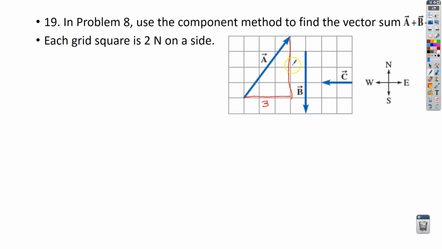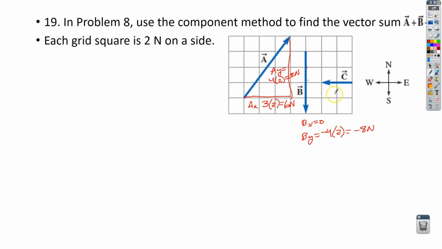So this is 3 units times 2 newtons on a side. This would be 6 newtons for A and the x. For A and the y, notice we have 1, 2, 3, 4, so that would be 4 times 2, which would give us 8 newtons. For B, we don't have anything in the x, so that would be 0, and then B and the y, notice it's pointing down, so we've got 1, 2, 3, 4, so that'd be negative 4 times 2 newtons for each box would give us negative 8 newtons.